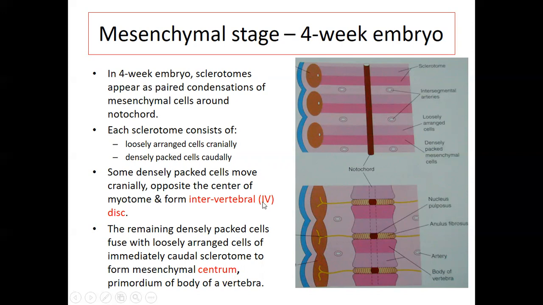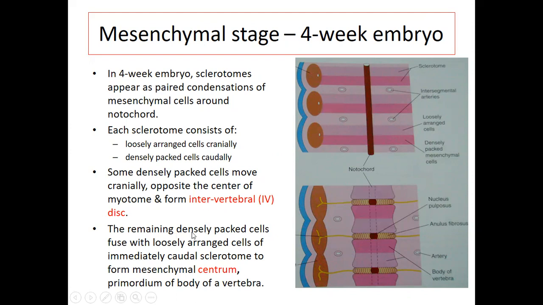As you can see from this picture, here is the intervertebral disc. Where is the opposite of the center of the myotome? This is the myotome. The cells move beyond the center of the myotome and form the intervertebral disc. This is the intervertebral disc that is formed by some of the densely packed cells that move cranially.